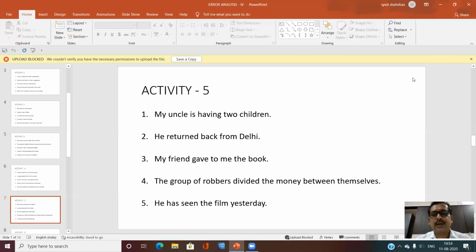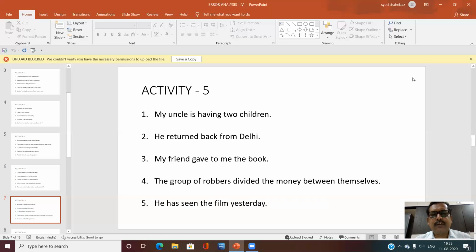Next, activity 5. My uncle is having 2 children. So here, using have in ing form is wrong. We can use has. My uncle has 2 children. That is the correct expression.